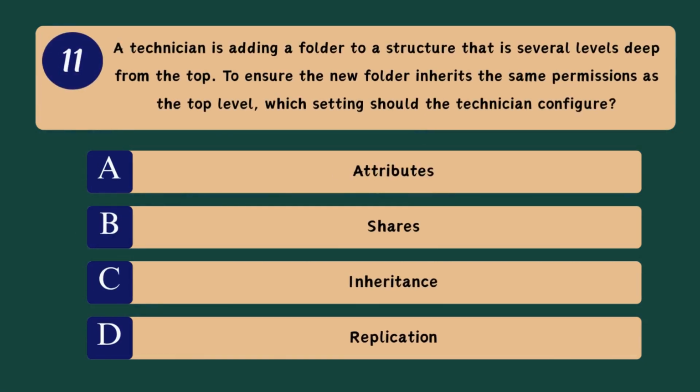Question 11. A technician is adding a folder to a structure that is several levels deep from the top. To ensure the new folder inherits the same permissions as the top level, which setting should the technician configure? A. Attributes, B. Shares, C. Inheritance, D. Replication. Correct answer: C. Inheritance.